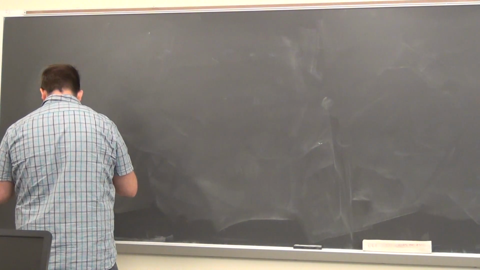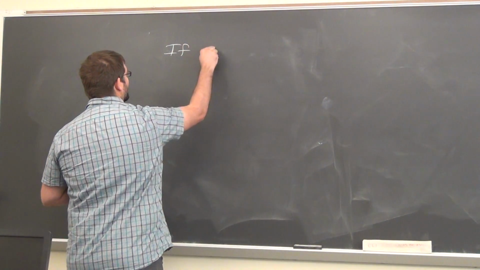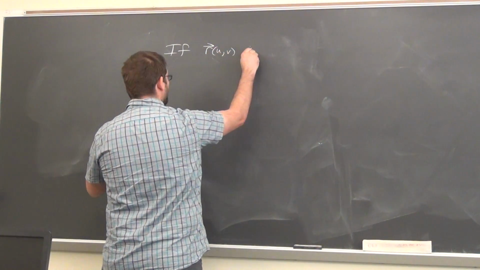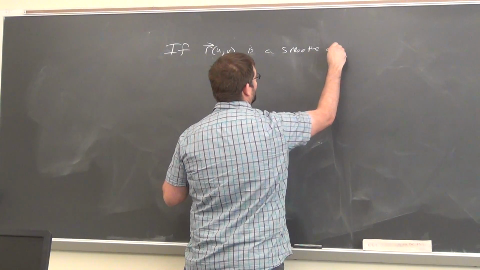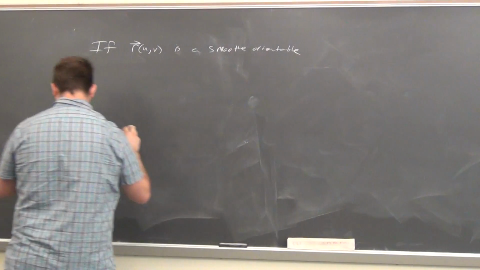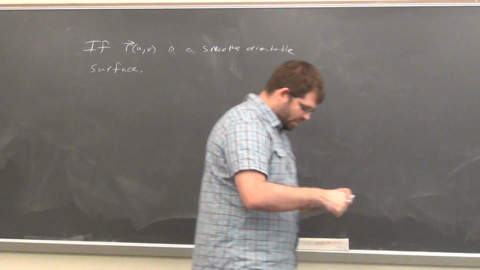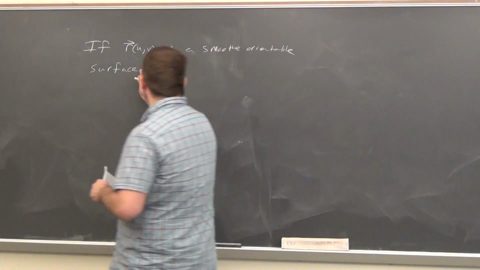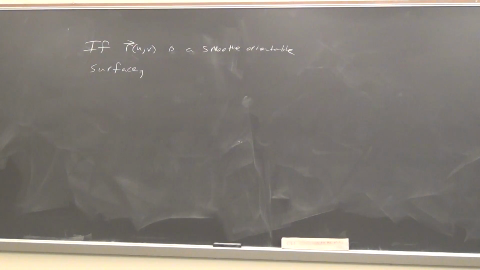Okay, so let me be lazy. Let's do this. Okay, so suppose you have some R, and it's a smooth, orientable surface. Again, I don't want to draw. Here, I'm going to let the book do some of our work for us.